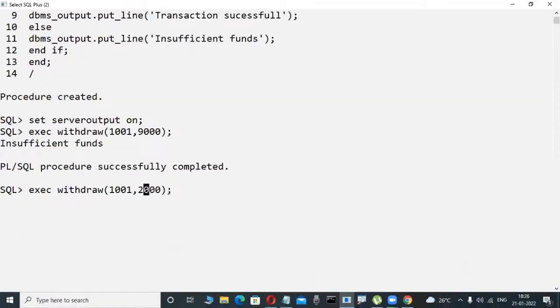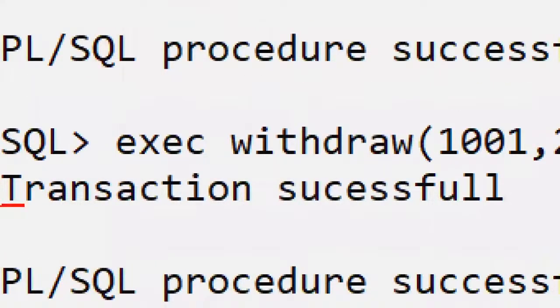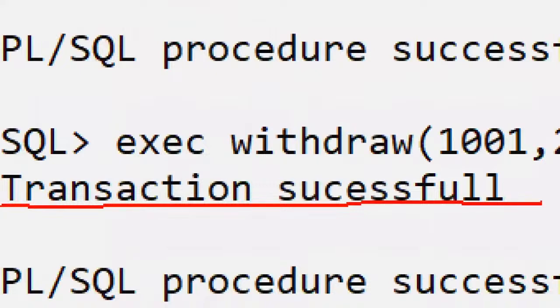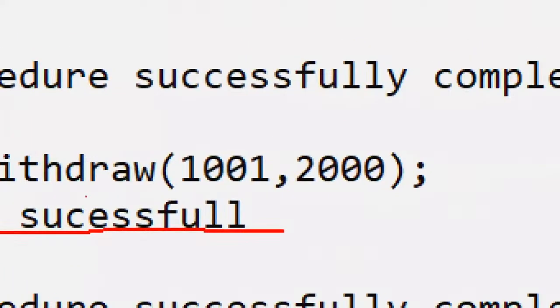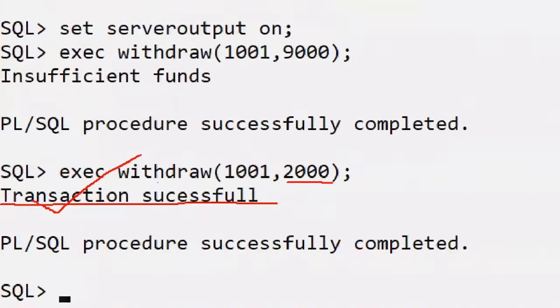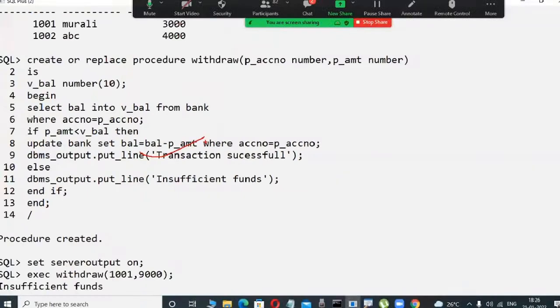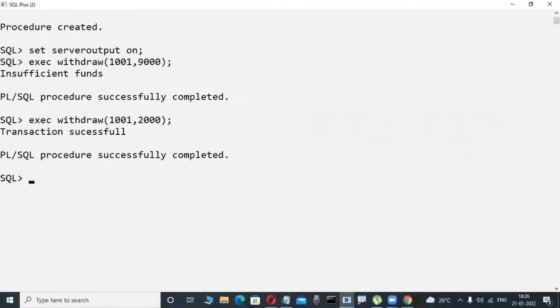Now whenever I execute, I want it automatically to display: transaction successful. You are trying to withdraw 2,000 rupees from 3,000 rupees, maybe possible or not? Transaction is successful. How is it possible? Here I'm writing coding only. Really, it is affected in the table, compulsory in the database. Then only your banking system is okay, so now successful.